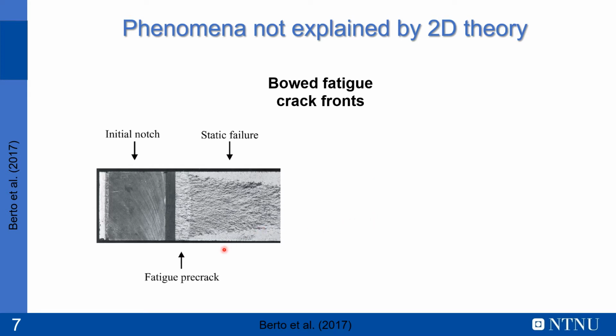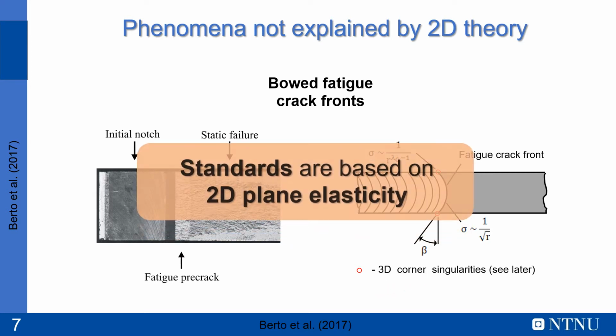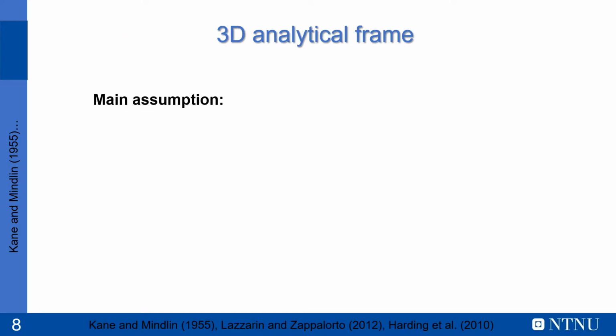Moreover, another example is that of both fatigue crack fronts, where at the corner points, therefore at the intersection between the crack front and lateral surfaces, a different stress singularity occurs, and this is called 3D corner singularity. I will show you later what it is. However, standards are still based on 2D plane elasticity, and this could represent a problem for the failure assessment of materials.